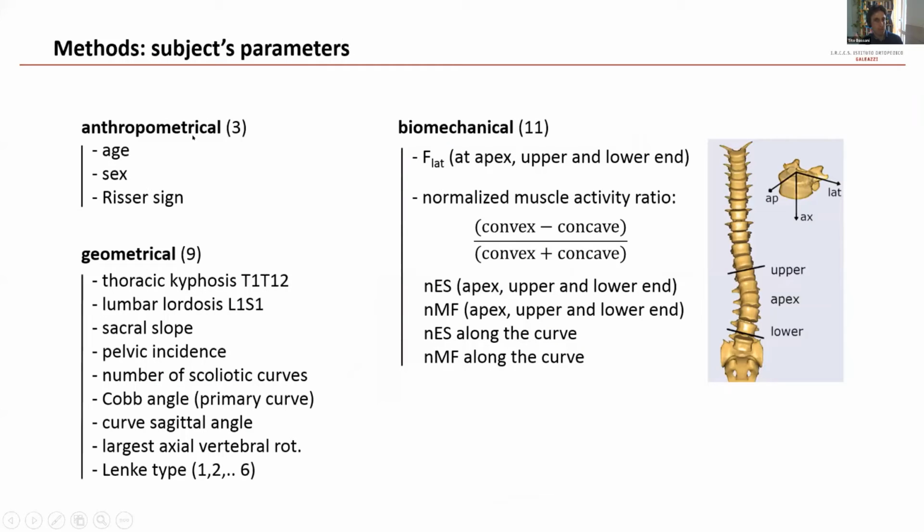So we evaluated anthropometrical parameters such as age, sex, and the Risser sign at first examination, the 9 geometrical parameters of the sagittal and spinopelvic alignment, as well as the number of scoliotic curves and the geometrical parameters of the 3D shape of the primary scoliotic curve, and the Lenke type as well, defining the classification depending on the number of curves and location. And in addition, the 11 biomechanical parameters, specifically the intervertebral lateral shear at 3 levels of the primary scoliotic curve, the apex, the upper and the lower end, and the normalized muscle activity ratio of the erector spinae and the multifidus, which is a measure of the balancing of activation of trunk muscles. In particular, it reaches values of 0 in case of a balanced activity, and ranges between -1 and +1 in case of larger activation on the convex or the concave side.